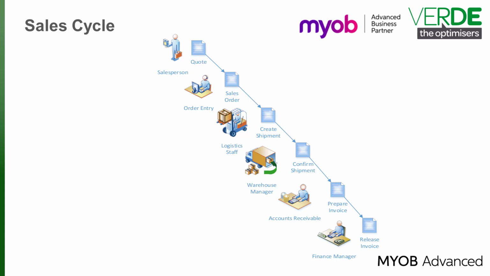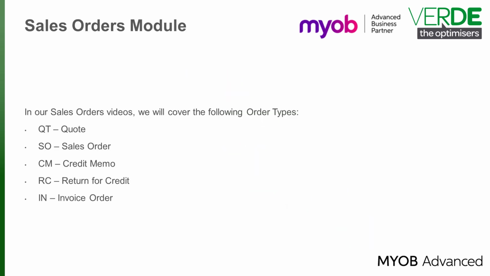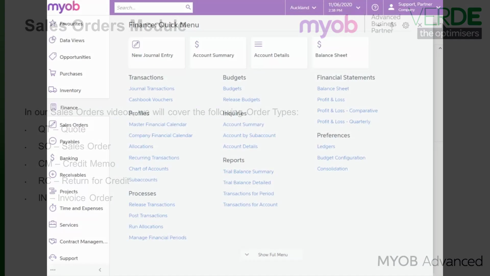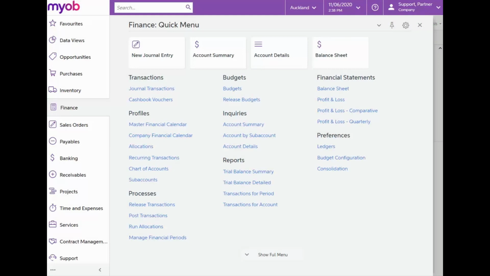In MYOB Advanced, we enter quotes on the sales order form. The transaction's behavior on this form is controlled by the order type. In our sales order videos, we will cover the following order types: quote, sales order, credit memo, return for credit, and invoice order. So do join us for our other videos on sales orders. Let's say our customer, Industrial Supply, would like a quote for 2 wireless solar keyboards.